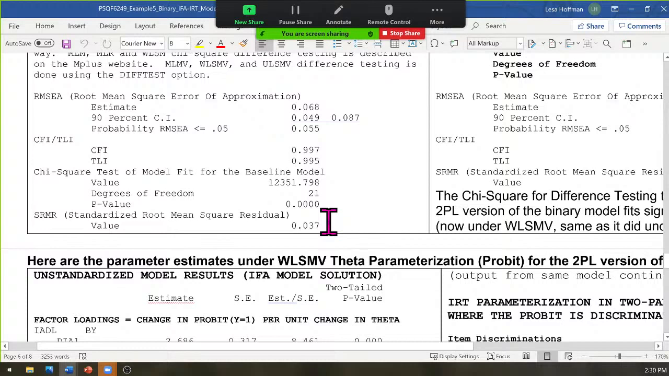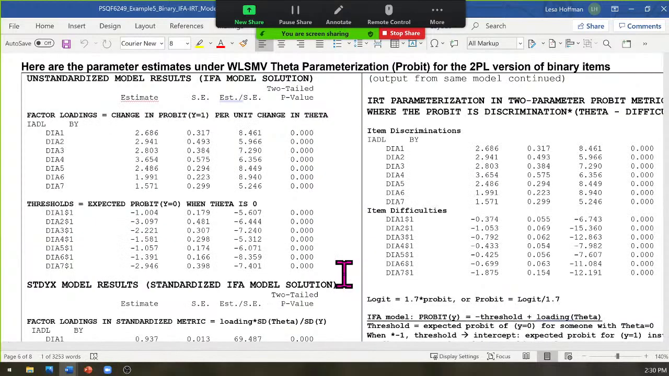And so in terms of the solution, it gives you the same parameters as in the full information maximum likelihood solution, but they're on a different scale. So the parameters from a logit model, which is what you get in full information maximum likelihood, are about 1.7 times bigger than the parameters from a probit model, which is what you are stuck with in WLSMV. So these are in probits. They are z-scores.